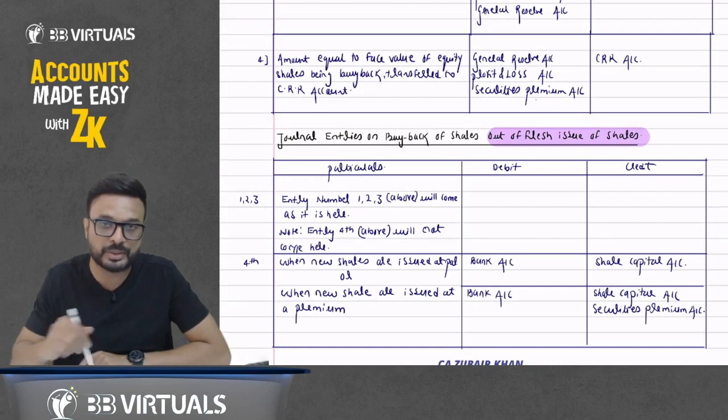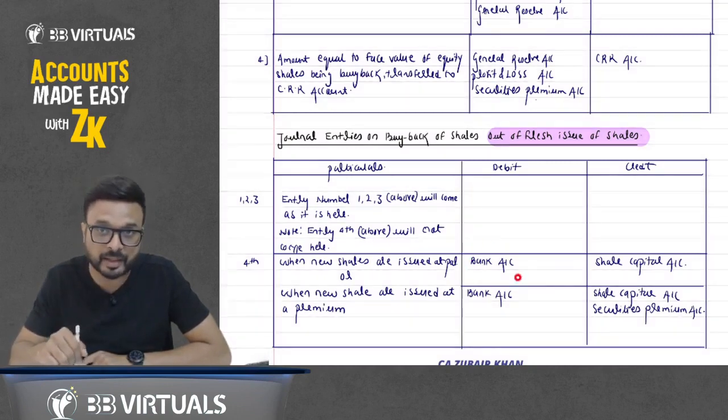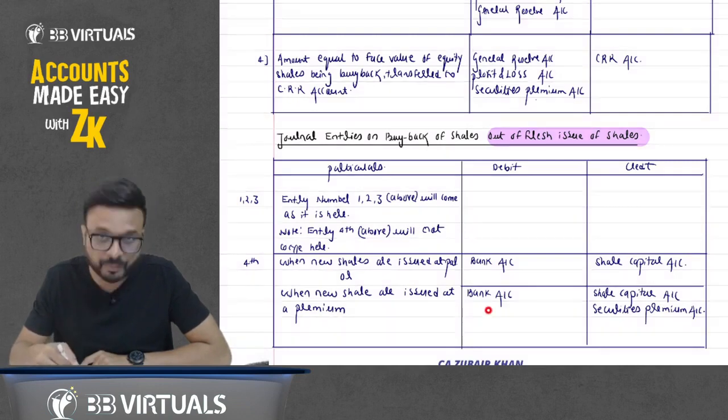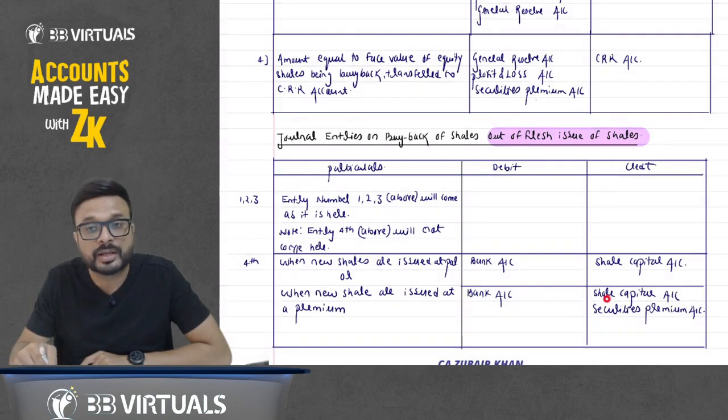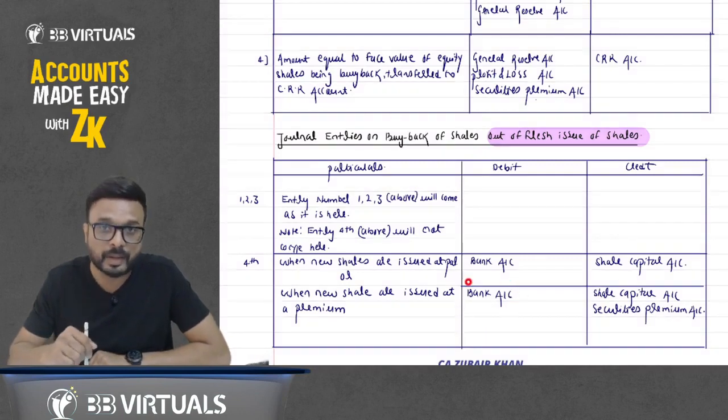So the entry for issue of shares will come. When we issue shares in the market, the amount will come, so bank account will be debited, bank account debit to share capital account. But when you issue shares at premium, the entry will be: bank account debit, as you have received the amount, to share capital account and securities premium. We are issuing shares here, so you will receive the amount: bank account debit to share capital and securities premium.